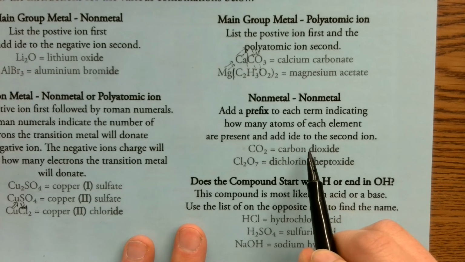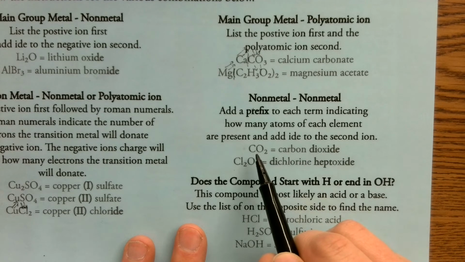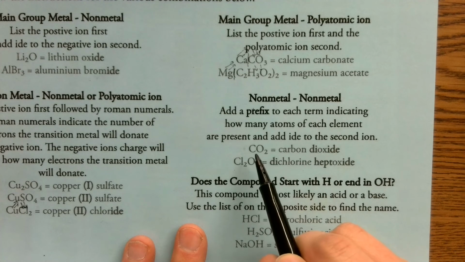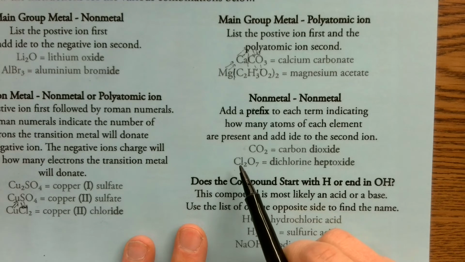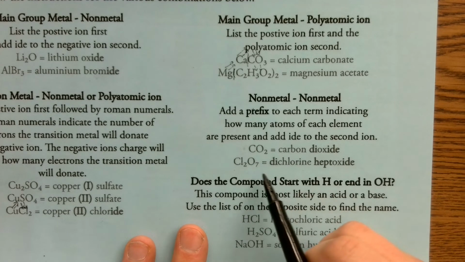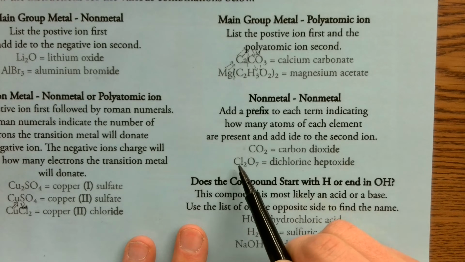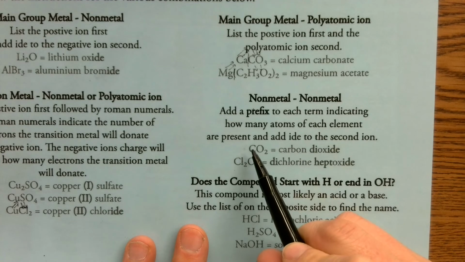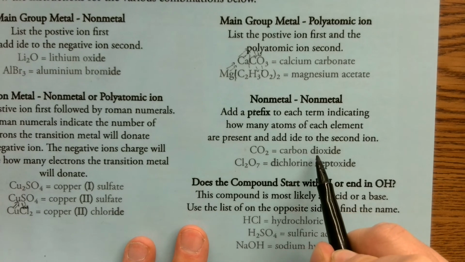I do not. I just say carbon dioxide. If it just has 1 up front, just name it carbon. This one has 2, so you can't just say chlorine. You have to say dichlorine. But if it was just a single chlorine, I would just say chlorine heptoxide. But because there's a 2 there, I need to say dichlorine heptoxide. Carbon dioxide, because di is 2.